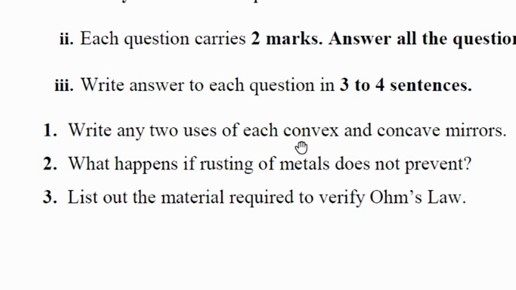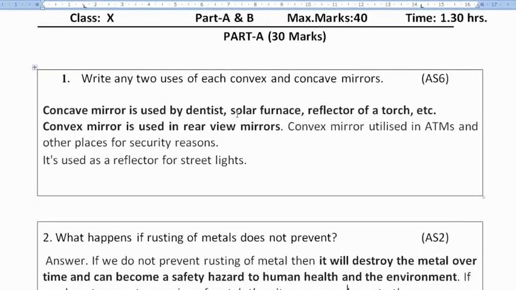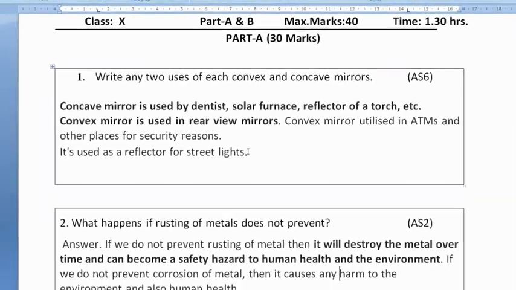Write any two uses of each convex and concave mirror. A concave mirror is used by dentists, in solar furnaces, as the reflector of a torch, etc. Whereas a convex mirror is used as a rear view mirror. A convex mirror is also utilized in ATMs and other places for security reasons. It is also used as a reflector for street lights.